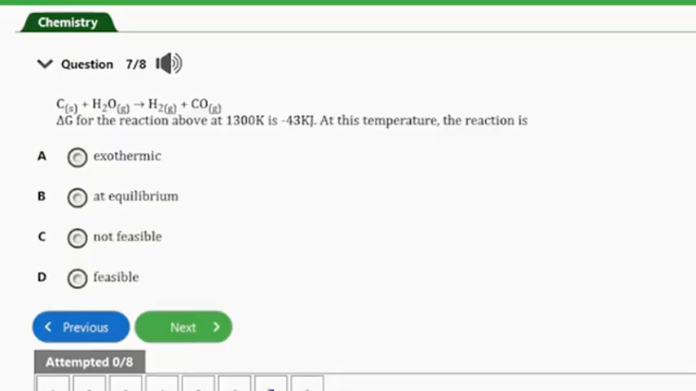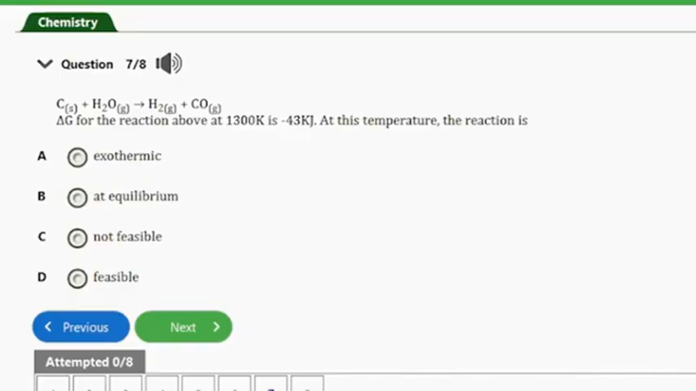So let's look at the next question. Question number 7. We have an equation of a reaction here, and the question says delta G for the reaction above at 1300 Kelvin is negative 43 kilojoule. At this temperature, the reaction is A, exothermic, B, at equilibrium, C, not feasible, D, feasible. So guys, the reaction is feasible, and that's because delta G is negative.